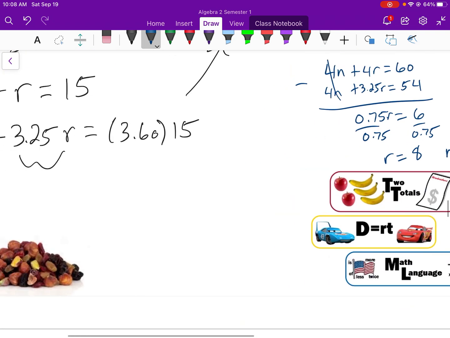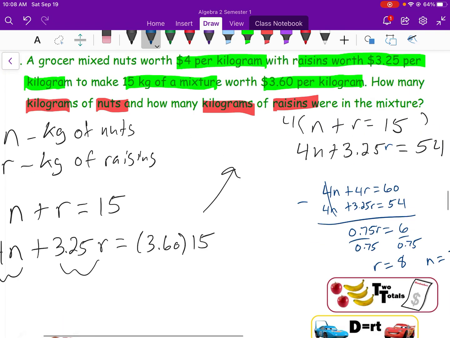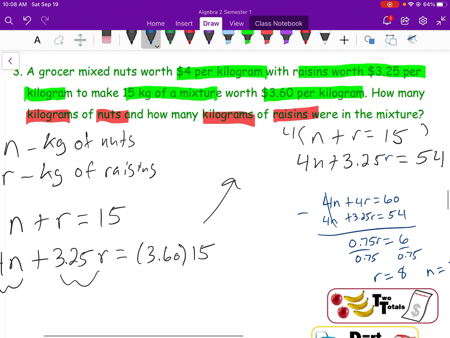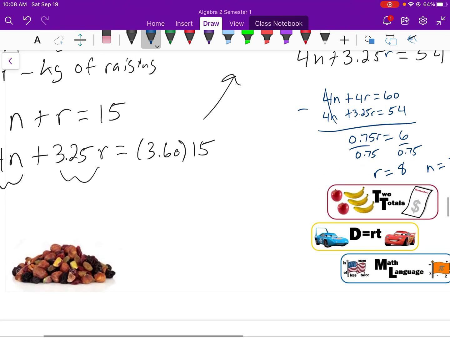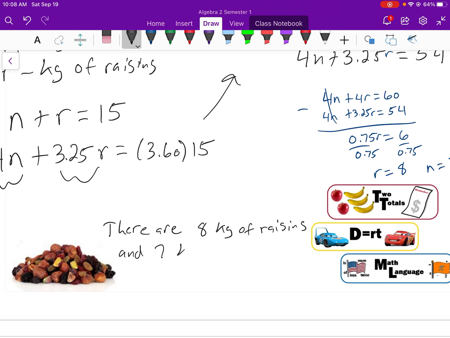Then finally, finishing off the question, how many kilograms of nuts and how many kilograms of raisins are in the mixture? There are 8 kilograms of raisins and 7 kilograms of nuts in the mixture.